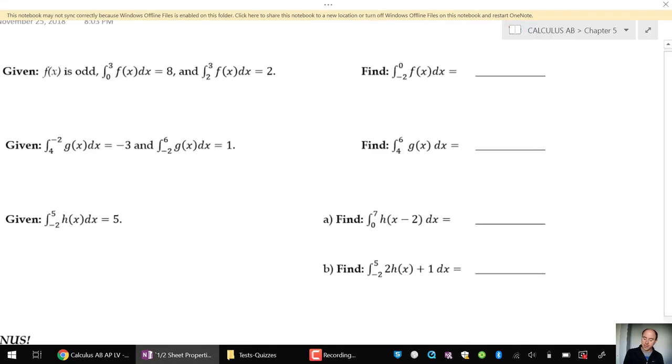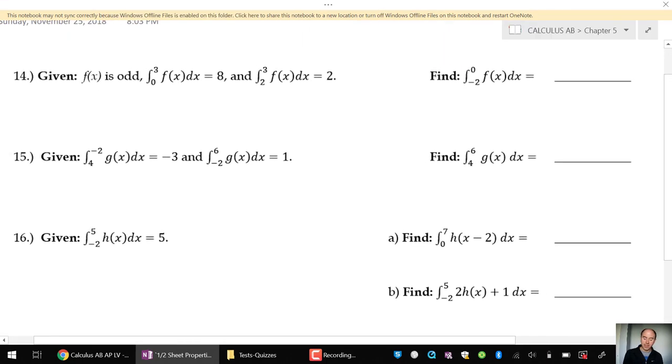So this first example is numbered as number 14. We know that f is an odd function. So let's see what we can do here. The integral from 0 to 3 is given as 8. And then the integral from 2 to 3 is given as 2. I'm looking for the integral from -2 to 0. Well, if I know from 0 to 3 is 8, and from 2 to 3 is 2, then I can conclude that the integral from 0 to 2 would have to be 8 minus 2, which is 6.